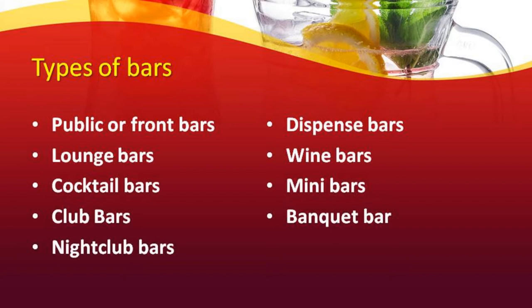The least expensive and basic type of hotel bar is usually called a public bar or a front bar. Lounges. These bars are more comfortably furnished and more expensive than the pub. They may have comfortable seating and low tables and are generally situated in the lobby area.